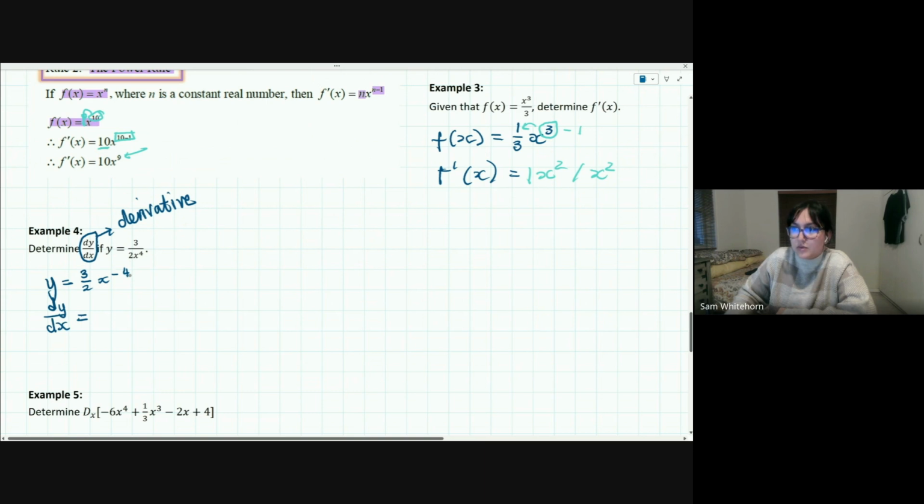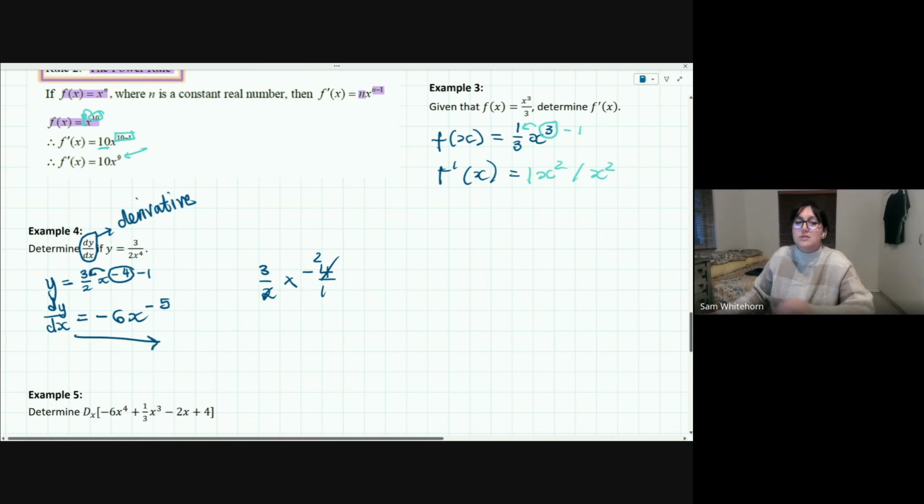Right, the rules tell me, take the negative 4 and multiply it by the coefficient. Now I'm going to be honest, I don't have a calculator handy, so I'm just going to have to do this quickly on the side. Obviously you use a calculator. So 3 over 2 times negative 4 gives me negative 6. Okay, so negative 6x, we subtract 1 from the exponent, so minus 5. You found the derivative. That's it.